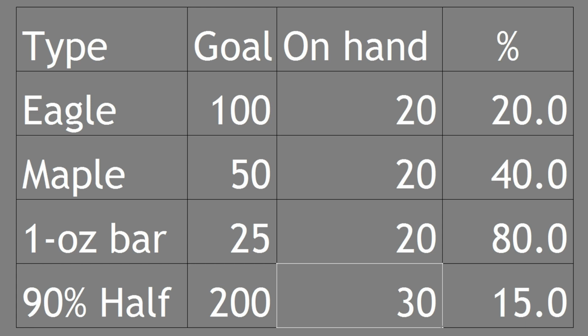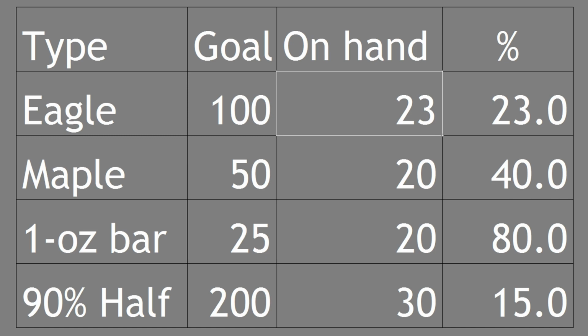But let's say the LCS is totally tapped out. Someone came in an hour ago and wiped them out. I look at my spreadsheet and determine what's the next lowest percentage. Eagles? Well, if they have any at a price I'm willing to pay, I'll pick them up. Let's say 3 of them. I now have 23% of my goal of eagles complete.